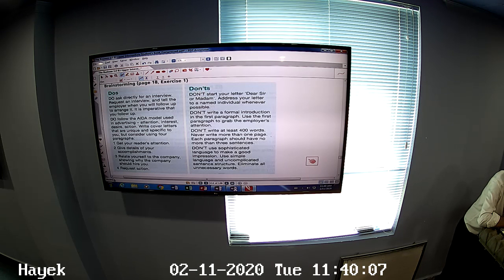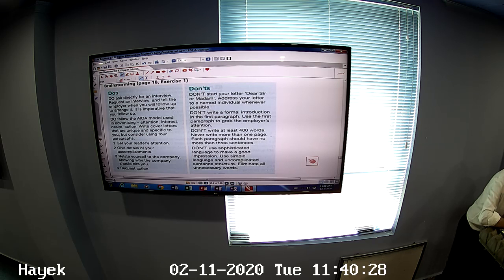Don't use sophisticated, high-level language. Use simple, basic English, uncomplicated sentences. Eliminate, take out all unnecessary words. That's good advice for all writing. Reviewer writing, take out anything that really doesn't need to be there.